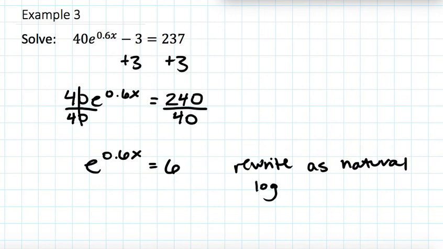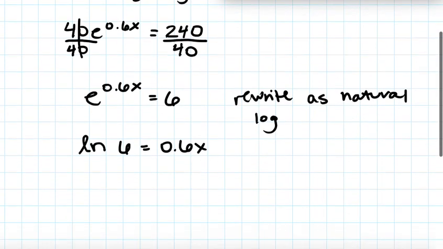So rewriting as natural log, it's the base is e, so log base e or ln of 6 equals the exponent, 0.6x. And now remember, my goal here for solving is to get x by itself. So the last thing that I need to do in order to get x by itself is to divide. So I would divide both sides by 0.6.